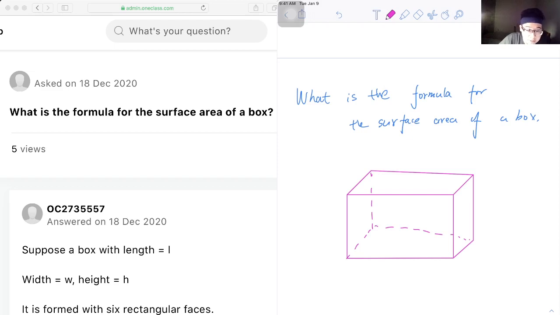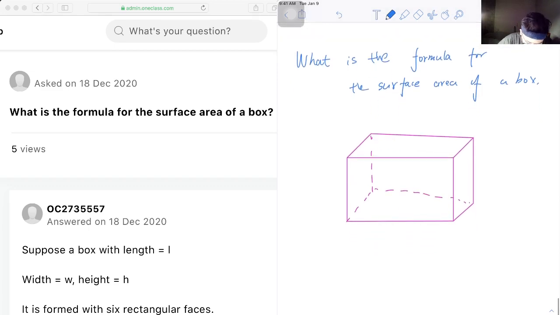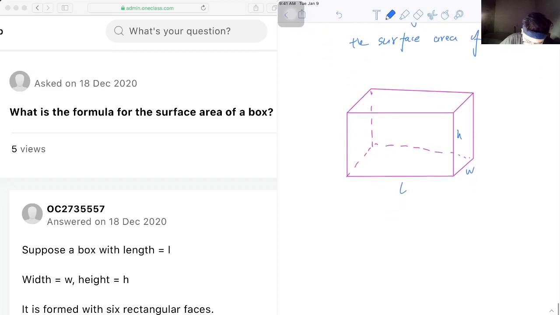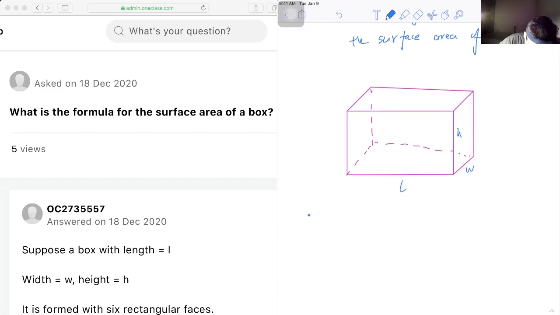and the top and bottom faces are having the same area, and 2 of the side faces have the same area, and the front and the back surface have the same area. And now let's just call this box with a length L and a width W and a height H. And let's write the keyword down. So 6 rectangular faces.